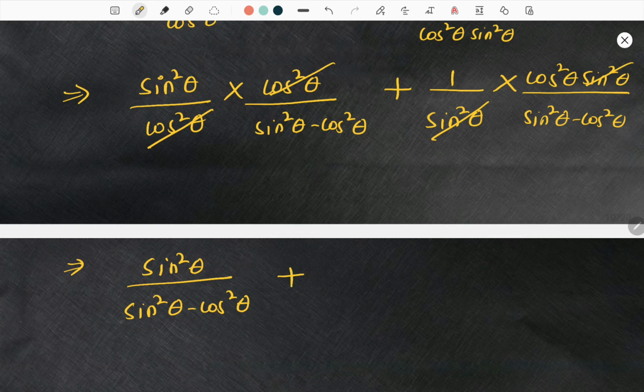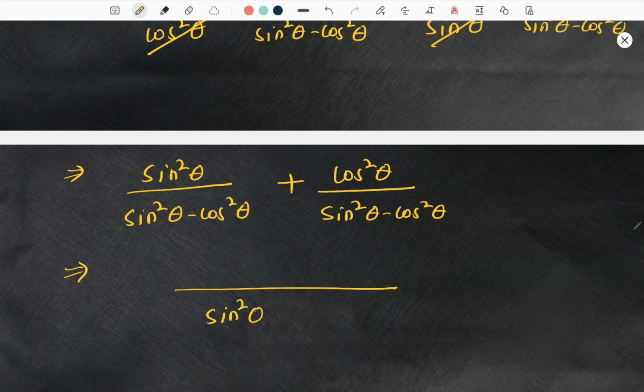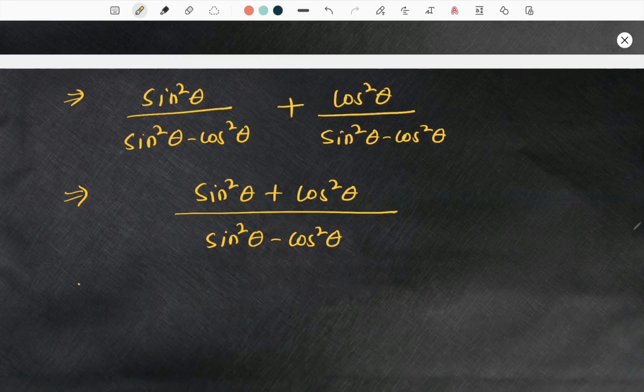All right, plus, now at the top what is there? Cos square theta is there, divided by, now what is remaining here? It is sin square theta minus cos square theta. Now here the denominator is same, sin square theta minus cos square theta. That means the LCM is going to be sin square theta minus cos square theta only. You can add this numerator, that is sin square theta plus cos square theta. All right, so what is the value of sin square theta plus cos square theta? It is going to be 1 divided by sin square theta minus cos square theta.